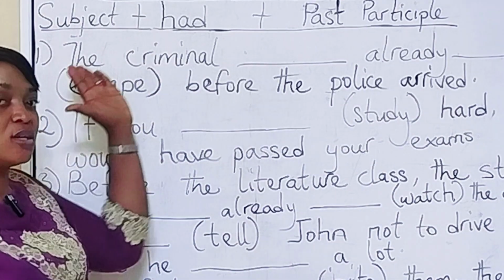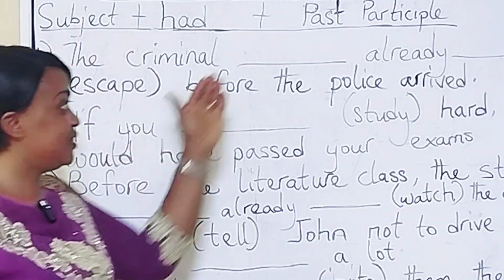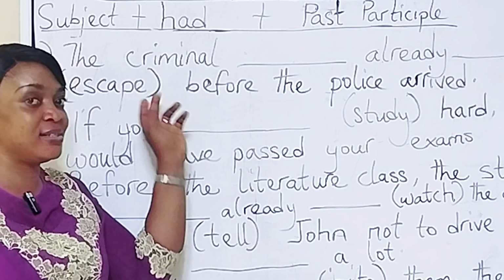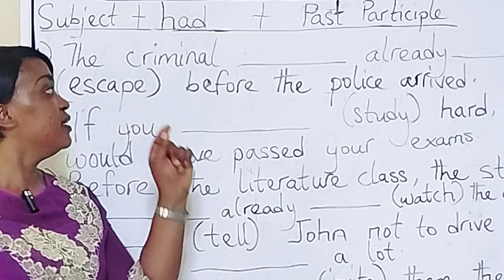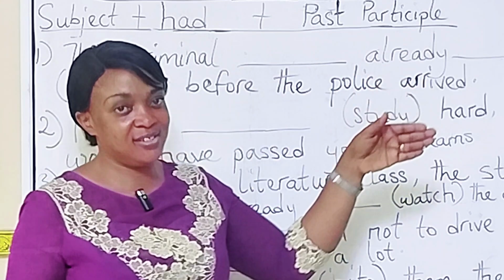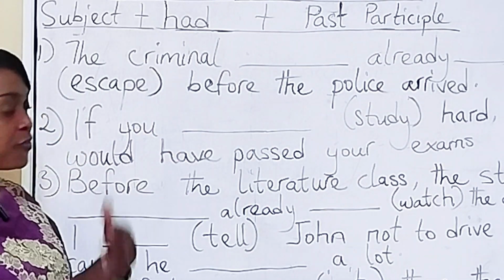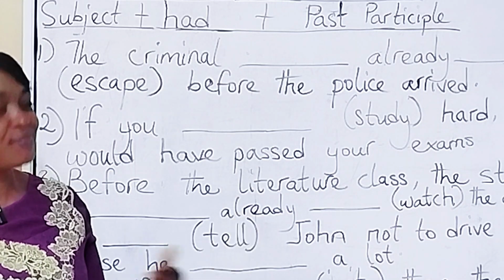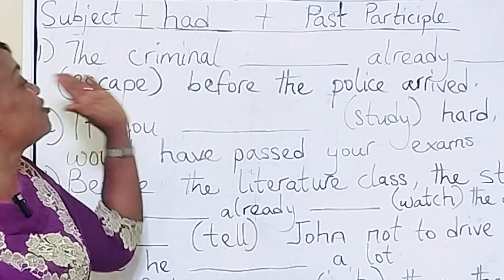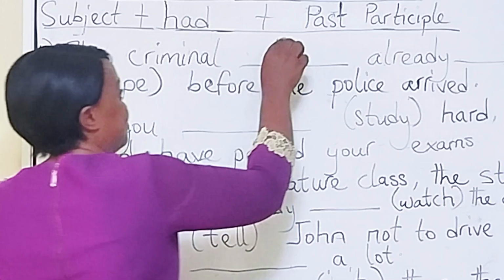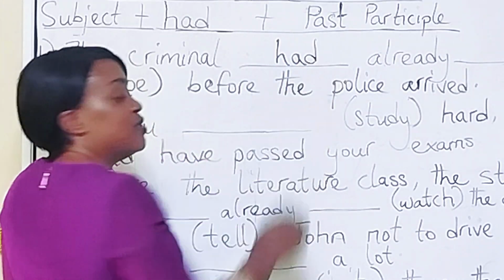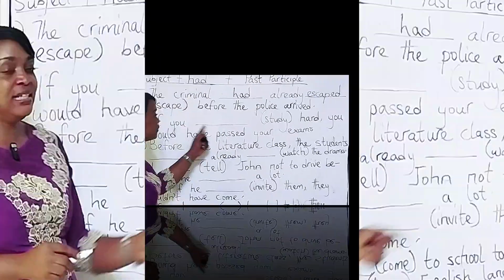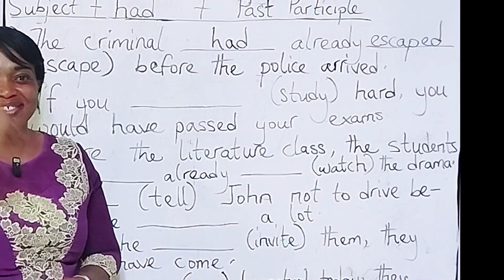Number one, the criminal, there is a gap, already, another gap, and we have a verb in the bracket, escape, the base, before the police arrived. What are we supposed to do? Think about it. I give you 2 seconds. Okay, the criminal had already escaped before the police arrived. Good job.